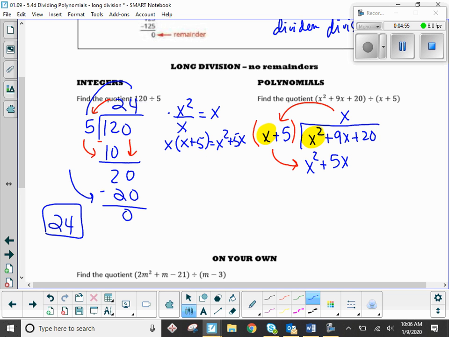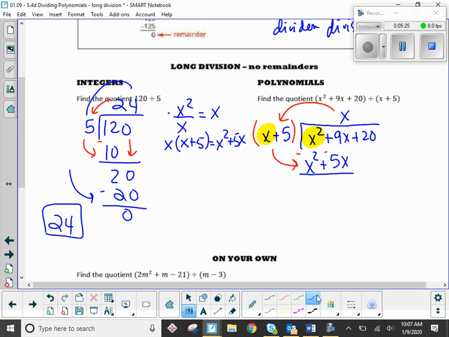What do you think I'm going to do with that? I'm going to subtract it. Okay? So that's the same thing as the 10 here. We subtracted it. But you have two things that you're subtracting. Subtracting is the same as taking the opposite sign. So I'm going to subtract the x squared by making it negative, and the 5x by making it negative. You have to subtract everything, all the pieces.